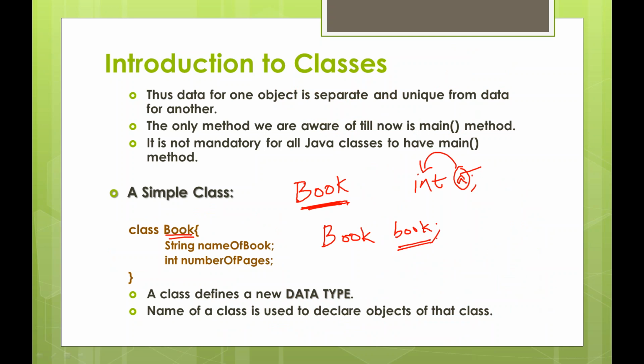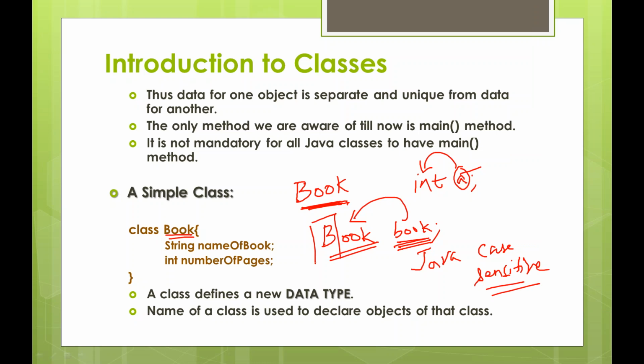Okay, book is a variable. Book is a variable of type book. Remember, Java is case sensitive. So this is not equal to this one. Both are different because we have a small b here. Book is a variable of type book.